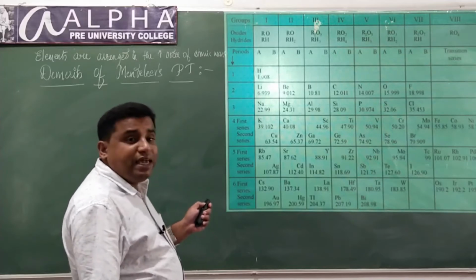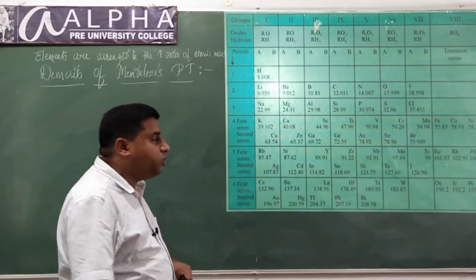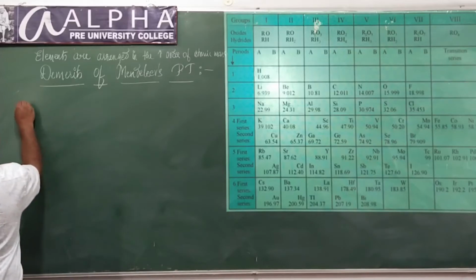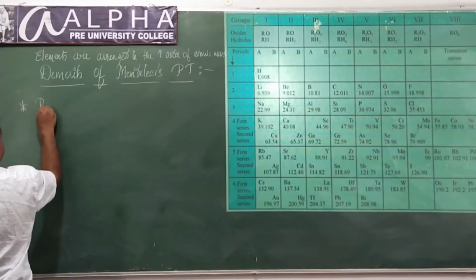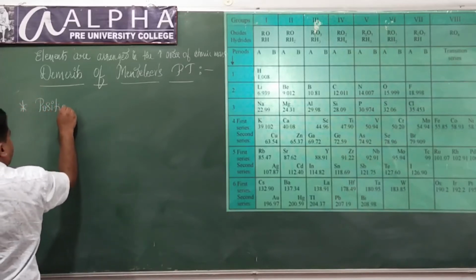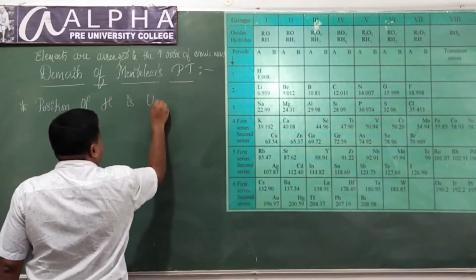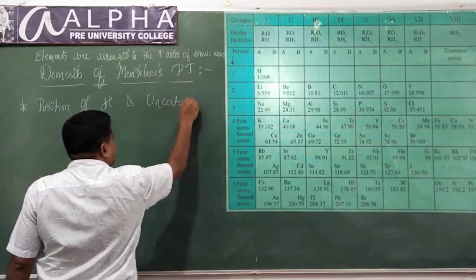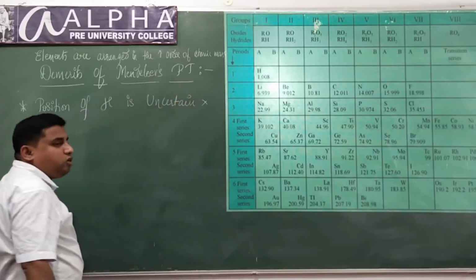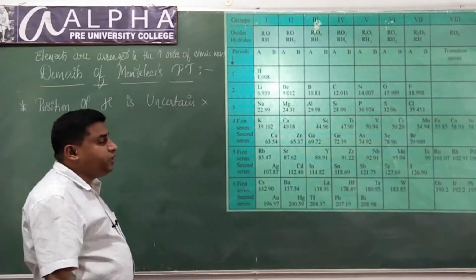This is one of the demerits of Mendeleev's periodic table. What is the demerit? The position of hydrogen is uncertain. The position of hydrogen is uncertain. This is one of the demerits of Mendeleev's periodic table.